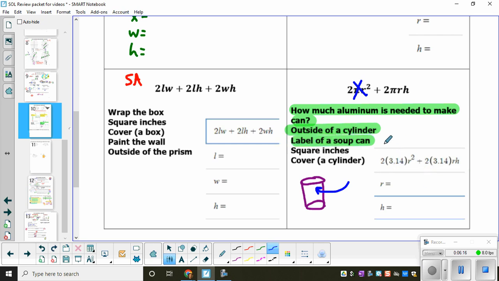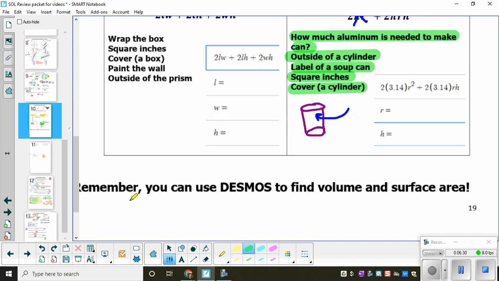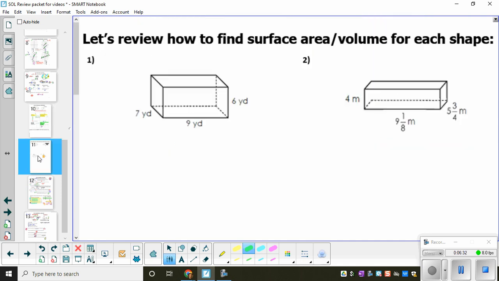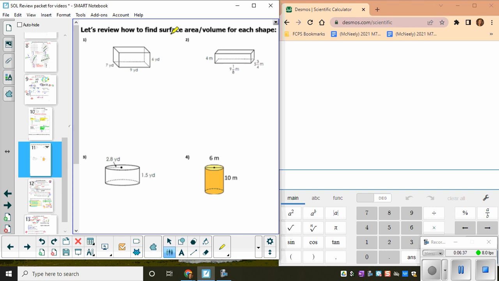All right, and then again, square inches, as long as you know that it's dealing with a cylinder, it might say how many square inches are needed to cover the shape, and it might have a picture of a cylinder. And again, anything it's saying about covering up a cylinder, you know, is surface area. So you can use Desmos, and what I'm going to do now is I'm just going to have you guys flip over, and I'm going to show you guys how to use Desmos. First, let's focus on the surface area of all of these, and then we'll talk about the volume, okay?